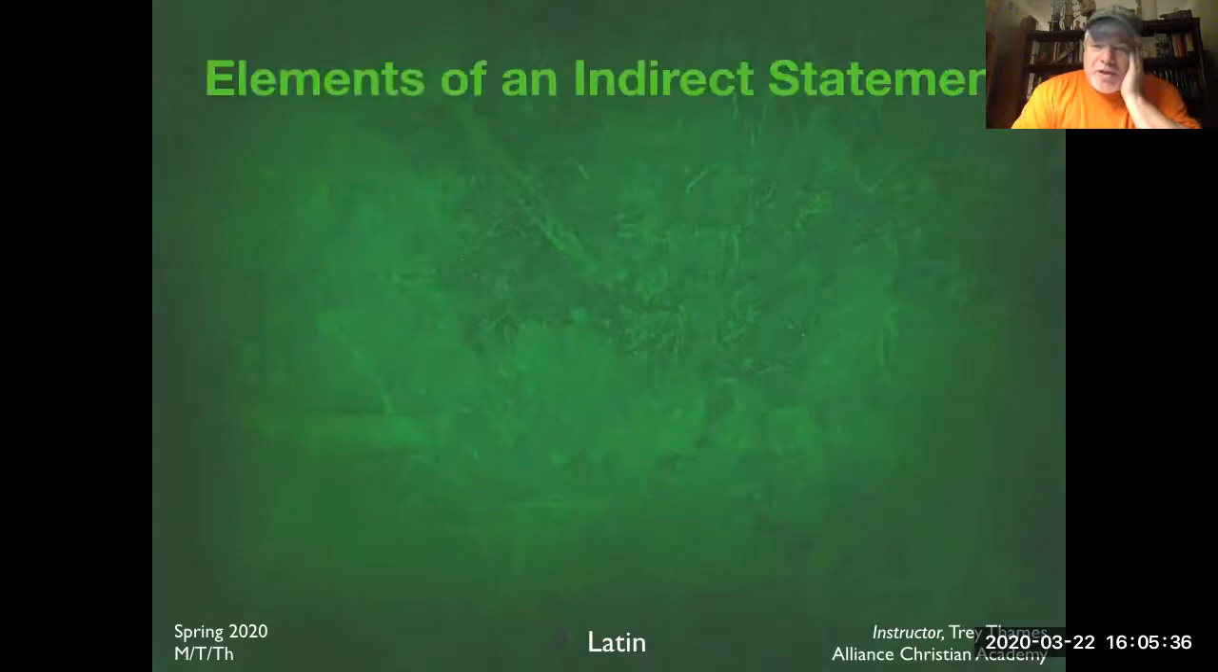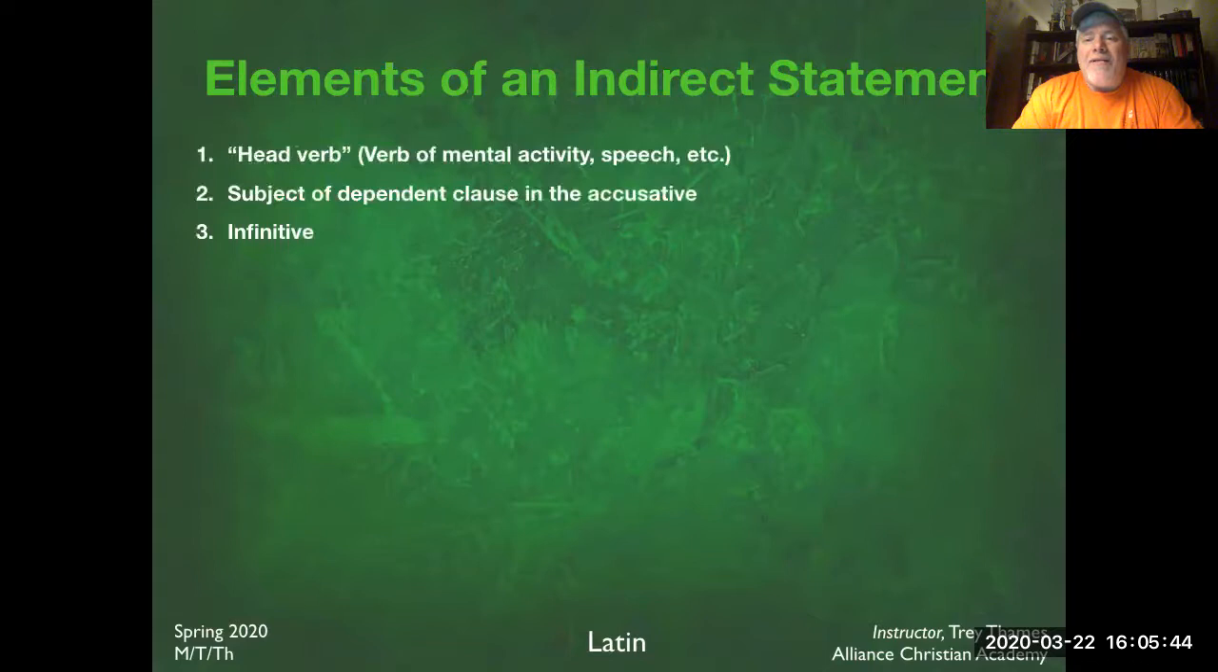All right, here's some things you need to know about the indirect statement. There are three things you need to have for an indirect statement to be an indirect statement. The first is the main verb is what we call a head verb. It's a verb of some sort of mental activity, like thinking. By the way, if you want to look on the bottom of page 205, there's a whole list of what we call head verbs. Saying, knowing, thinking, perceiving, feeling. All of those are head verbs. It's not an action. It's something that happens in here. And so you have to have that main verb be a head verb.